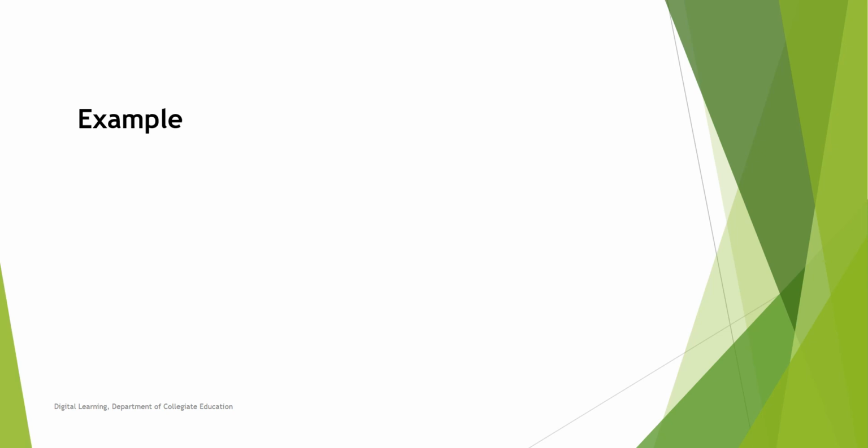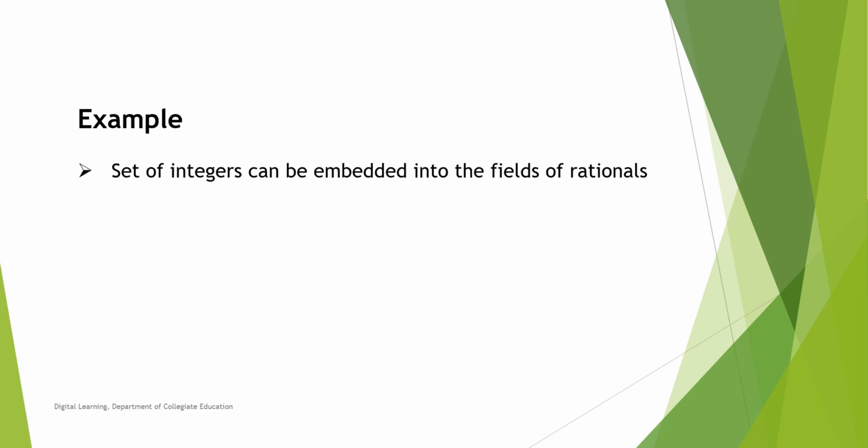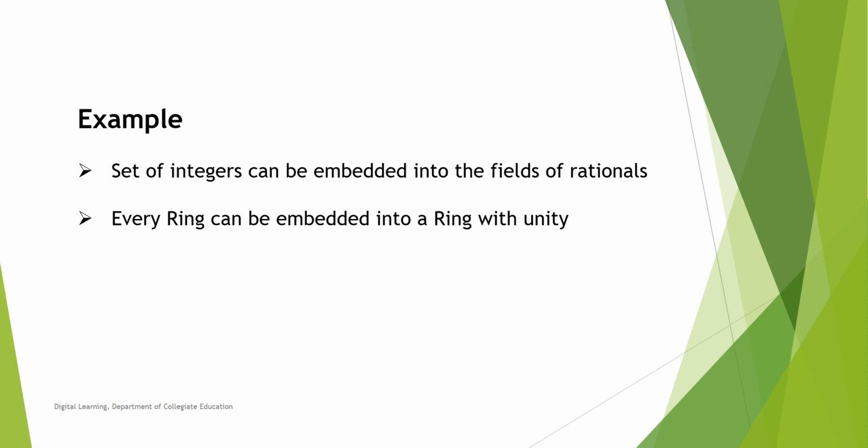Some examples of embedding are: the set of integers can be embedded into the field of rationals. Every ring can be embedded into a ring with unity.